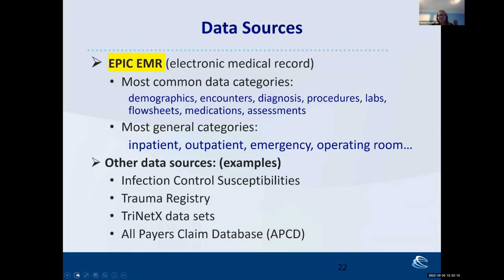We also have other data sources as well. For example, infection control susceptibilities. That is the antibiotic susceptibility of different bugs, and not all of which are actually fed into EPIC. So there's a separate source for that my team has access to. We also support projects that have to do with the trauma registry. We obviously support TriNetX data sets because we can do a data set download from there and work with it. And we've done things like all payers claim databases and other national data sets as well.